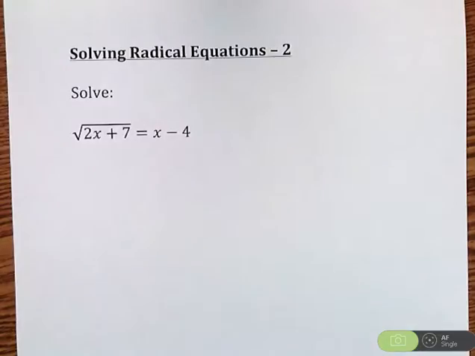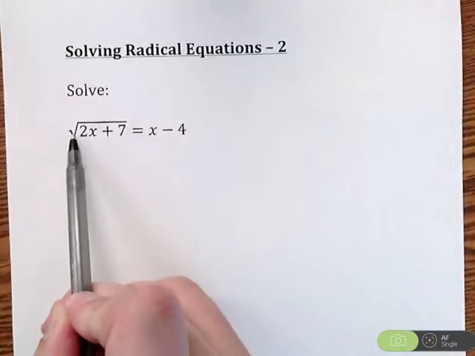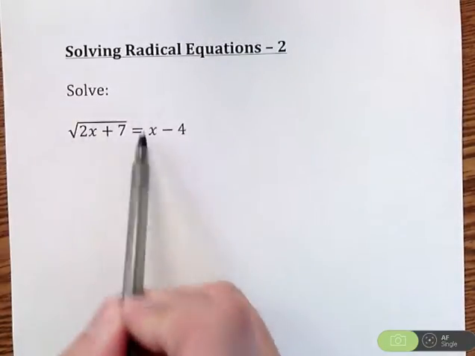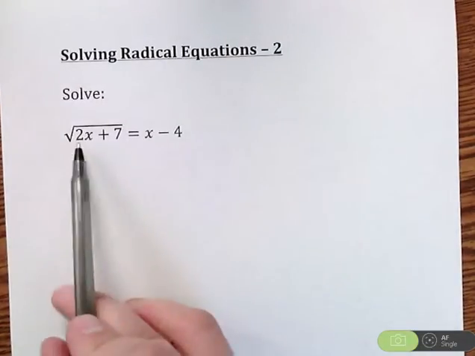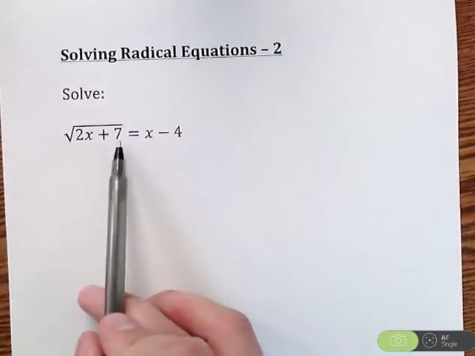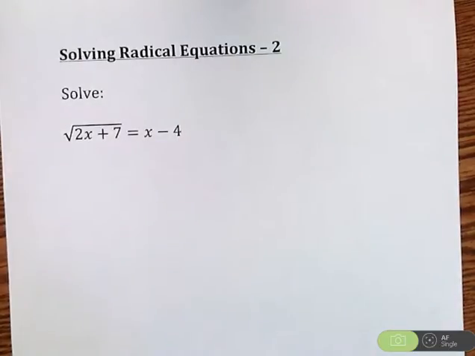Alright, this is my second video on solving radical equations. Again, a radical is, in this case, a square root, but this is a radical symbol. So we're going to solve where we have the square root of 2x plus 7 is equal to x minus 4.